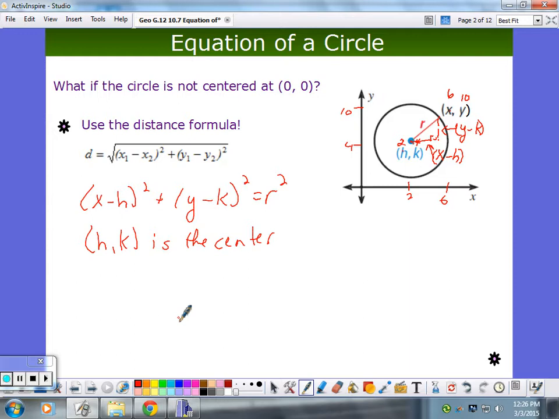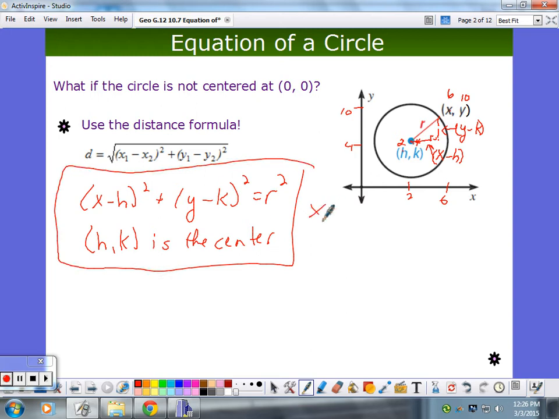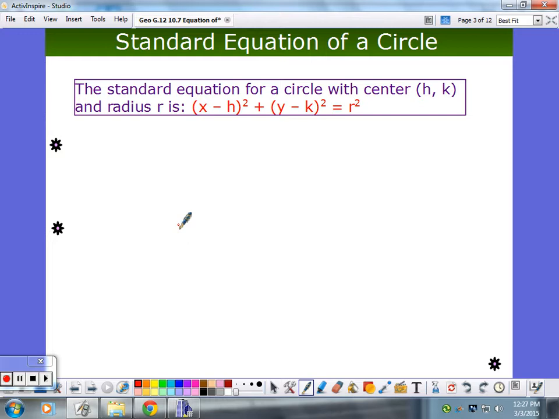Questions? This is really, really important. This should be on your paper on the front in a box. Put little stars and things on it. Exclamation, right? This is the important bit that you need to remember. You will see equations that look like this for almost all of the conic sections. Okay. So here it is.